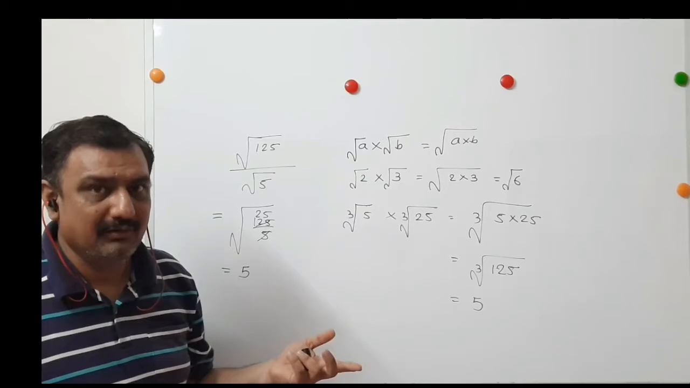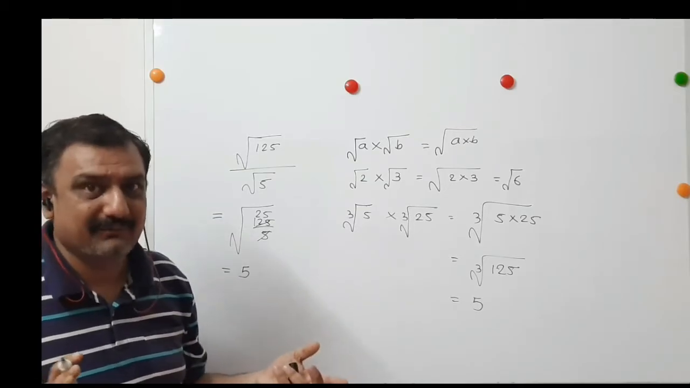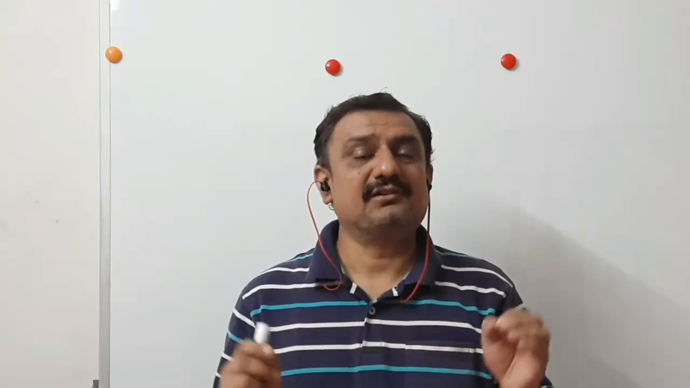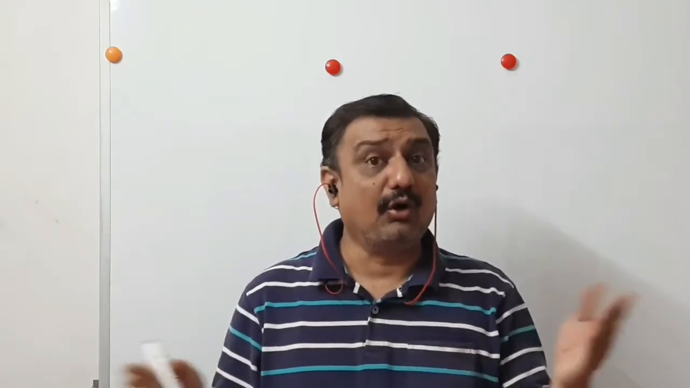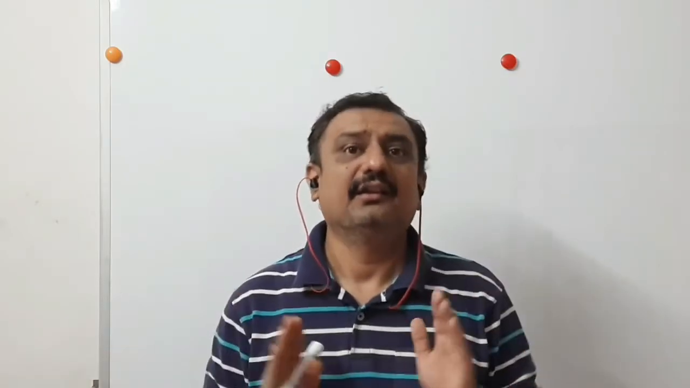Very simple. Hope you can understand this. And now we are just going to discuss a new concept, that is the concept of surds. First understand what surds are. Surds are different irrational values. Either they are purely irrational or they are a combination of rational and irrational values.